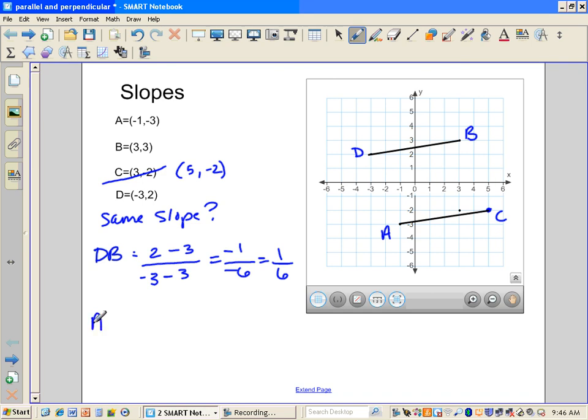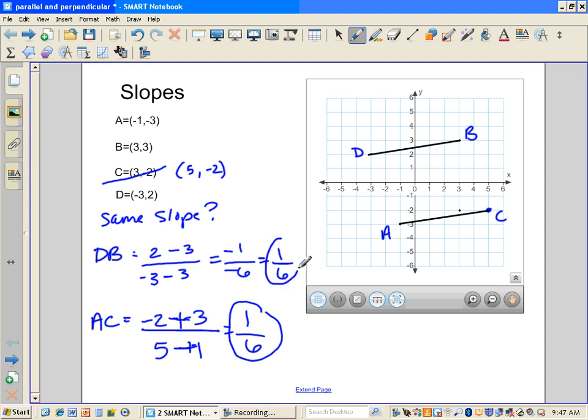And now I'm going to do A to C for my slope, and so I'm going to do my new C value here, negative 2 for Y minus a negative 3 over 5 minus 1 minus a negative 1. So that becomes a plus here and a plus here. So negative 2 plus 3 is just positive 1. And 5 plus 1 is 6. And right away you should be saying, yes, they do have the same slope.